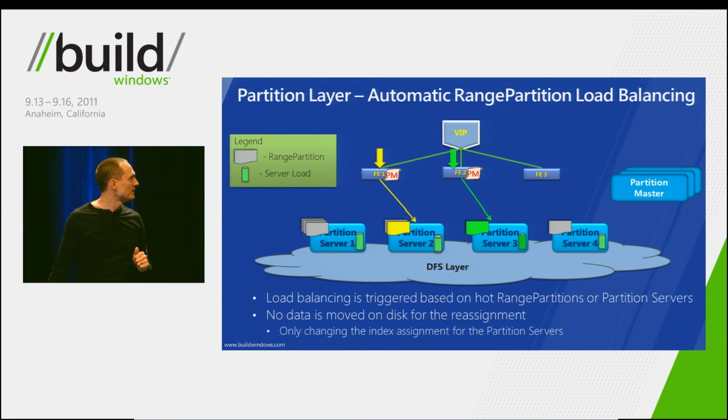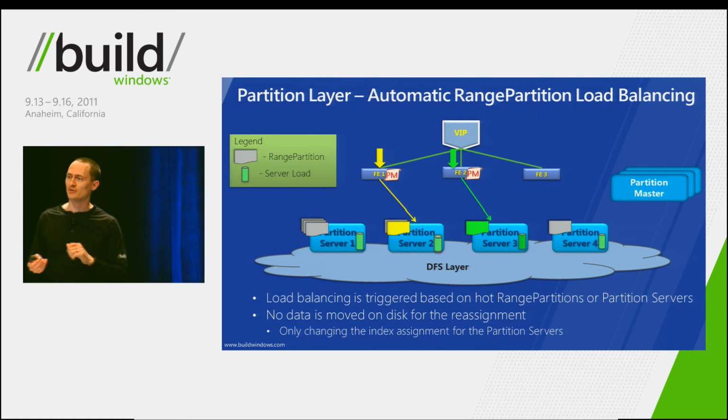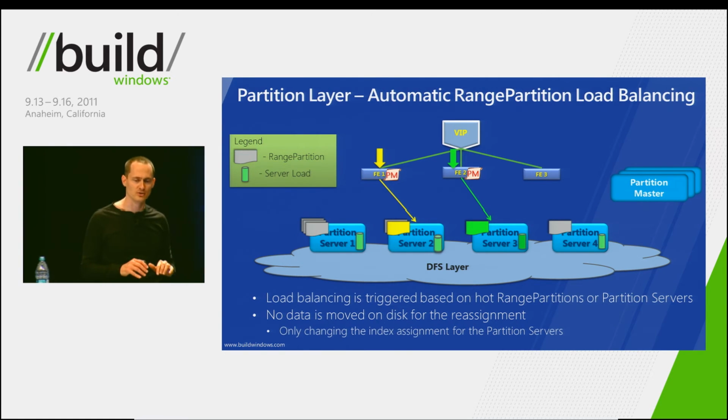Now, a few key points here is that the load balancing is triggered on hot partition ranges or partition servers. And as I mentioned, the two things we can do is split out the range index into smaller ranges and spread that out, or just load balance the existing ranges that are currently there. And probably the most important point here is that no data is actually moved on disk.